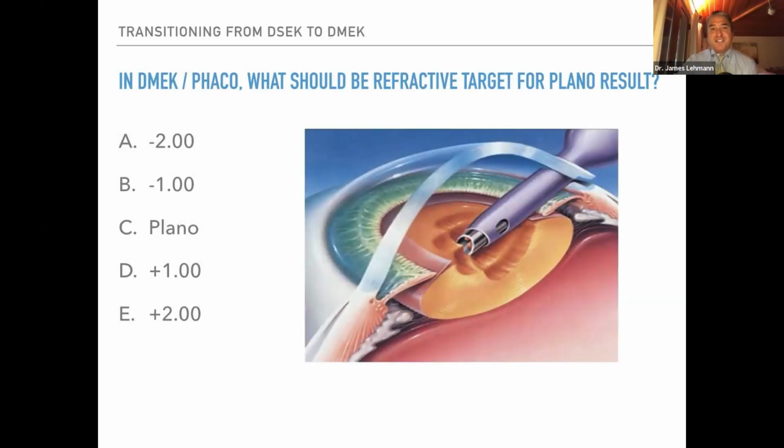All right, and last question. In DMEK phaco, what should the refractive target be for plano results? So if you have a patient that you're doing a combined procedure, should you aim for -2, -1, plano, +1, or +2, if your goal is to be around plano? Now, there's always some variability, but that's the idea. All right, so that looks pretty good. All right, so we'll go moving right along.